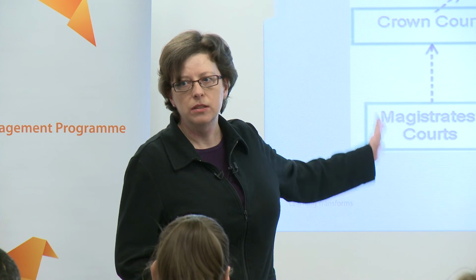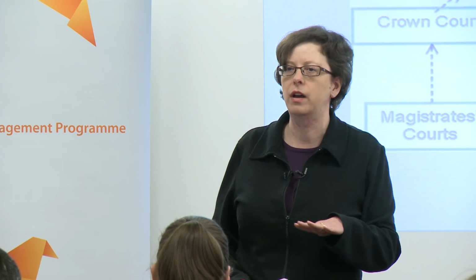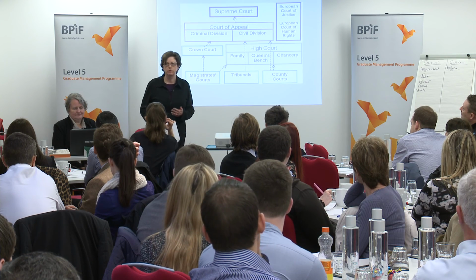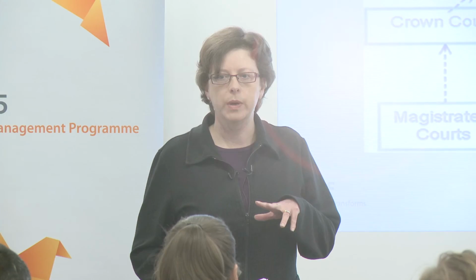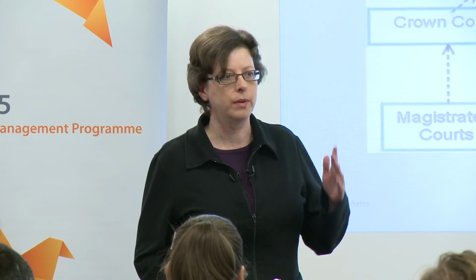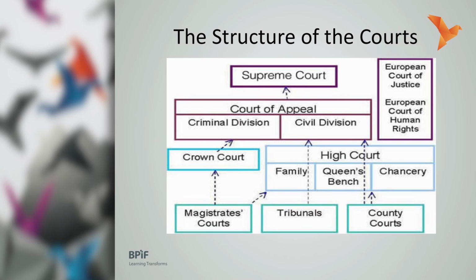Serious cases, so things that the magistrates don't have jurisdiction over, so you're talking serious crimes like murder and some theft, robberies, will be indicted to the Crown Courts. The magistrates' court will say, is there a case to answer? If we think there is, they'll commit them up to the Crown Court, and that's where you get your jury trials. Appeals from the Crown Court go up to the Court of Appeal, the Criminal Division, and then ultimately would go to the Supreme Court.